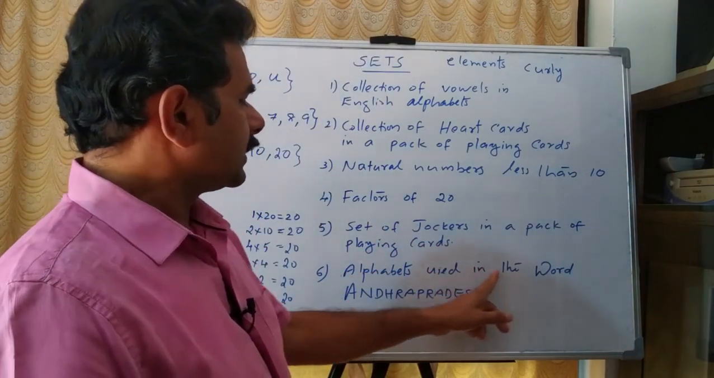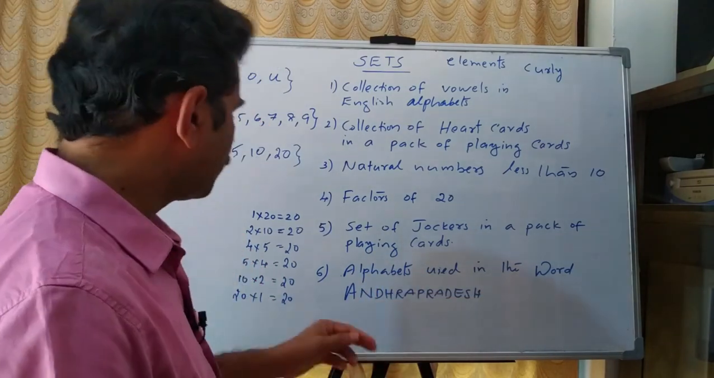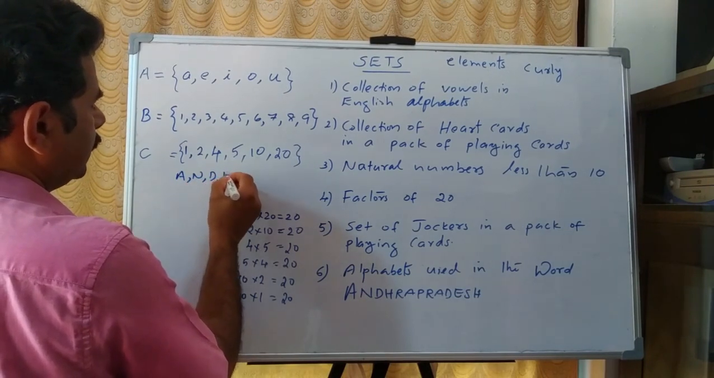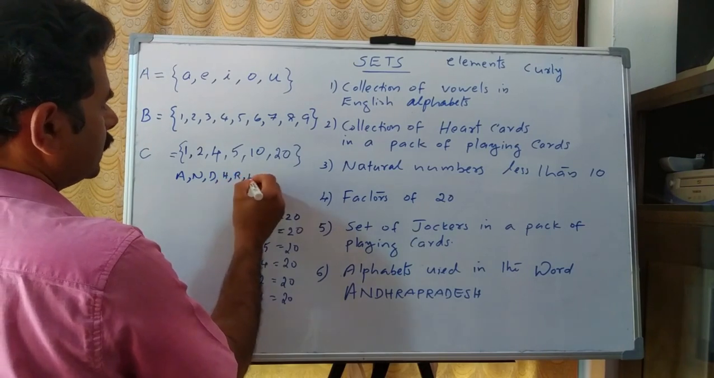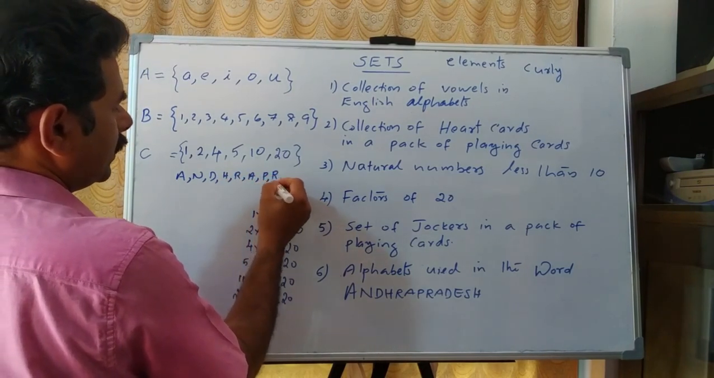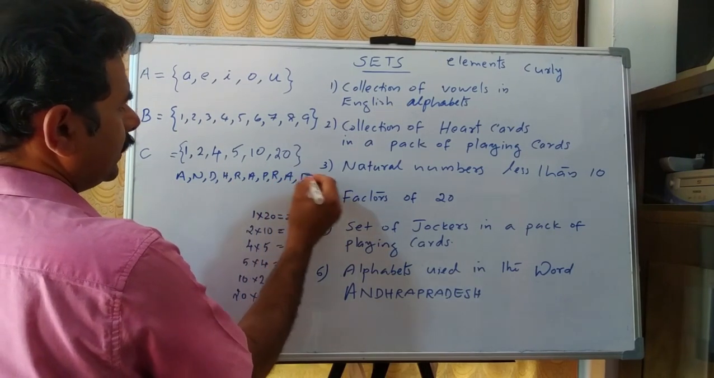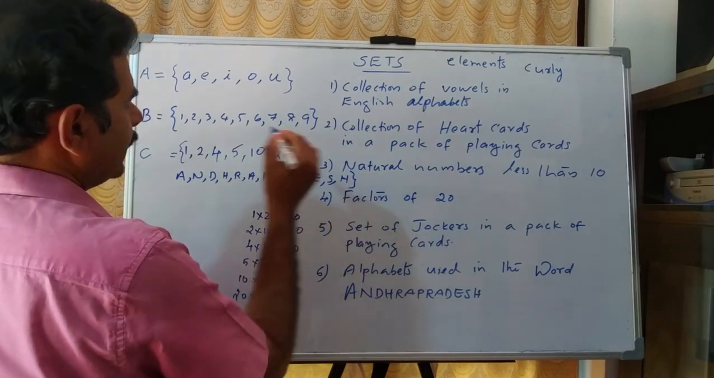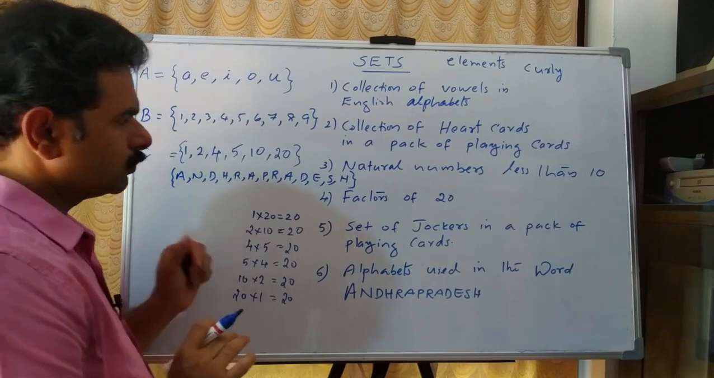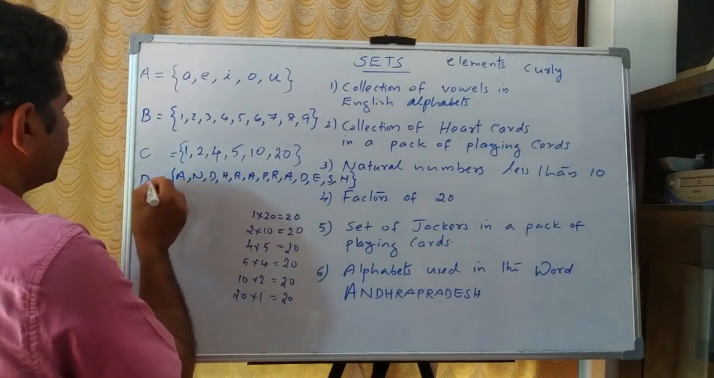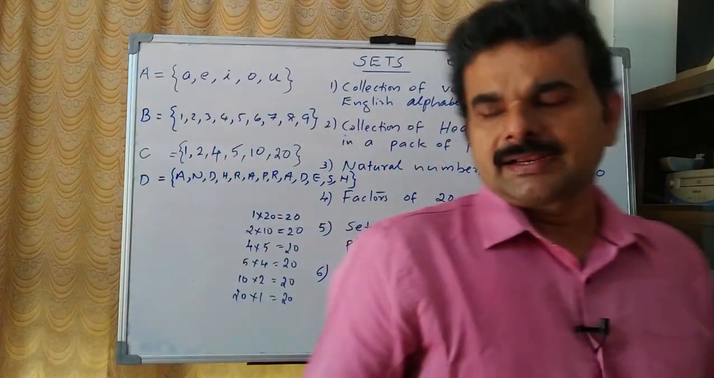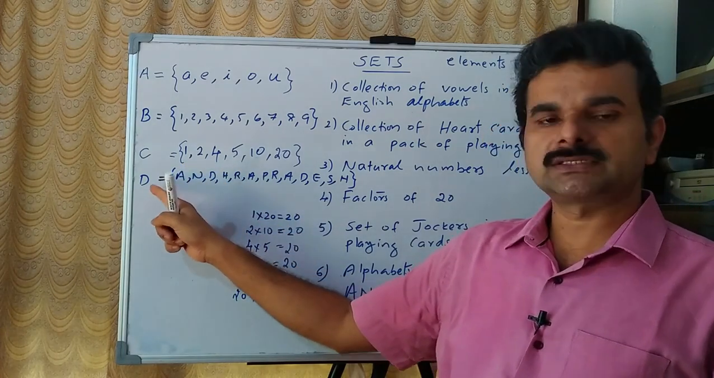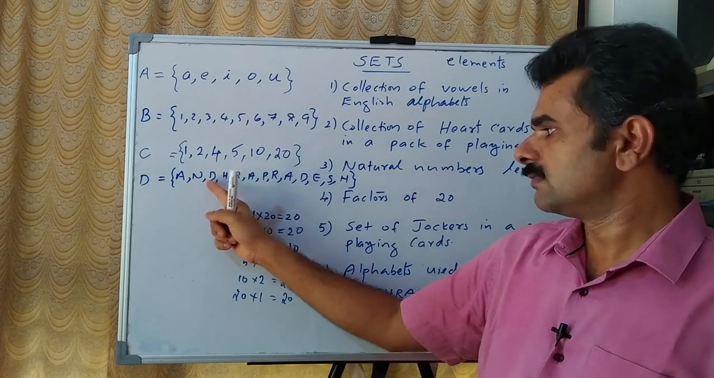The alphabet used in the word Andhra Pradesh. Which are the alphabet used here? A, N, D, H, R, A, P, R, A, D, E, S, H, and these items are contained in curly brackets and named as capital D. And the spelling is very clearly defined. Therefore, this set D, this group D, is also considered as what? An example for a set.